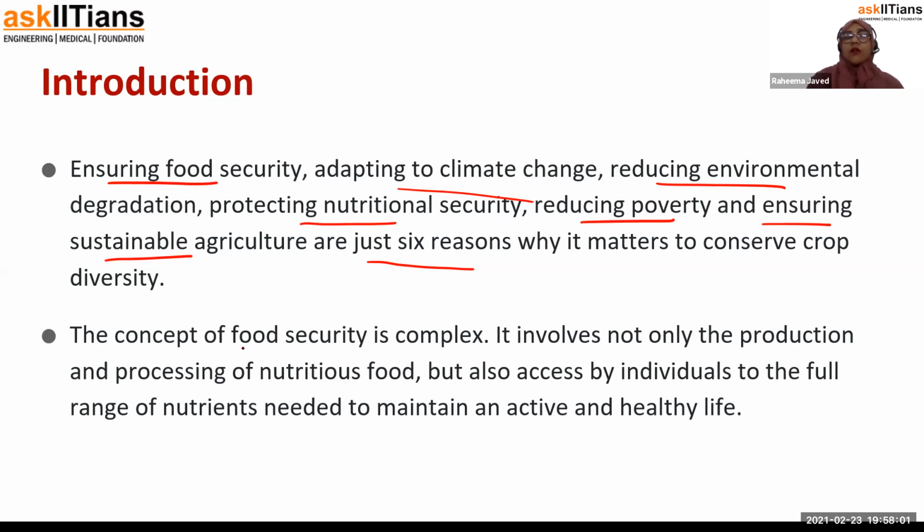Food security. The concept of food security is actually very complex. When we talk about it, it does not only involve the production and processing of nutritious food, but it also involves access by individuals to the full range of nutrients that are needed to maintain an active and healthy lifestyle.